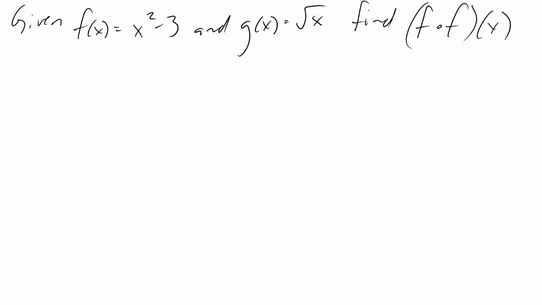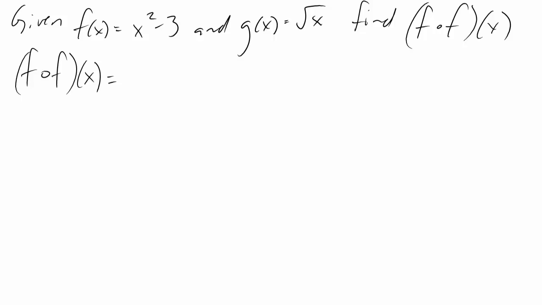So here we have our function f of x equals x squared minus 3, and the function g of x equals the square root of x. We're asked to find f composed with f of x. Now if you'll notice, there was no mention of g in the thing that we're looking for. We just want to find f composed with f. And that tells us that g is, in fact, not necessary here. Feel free to ignore it. It's just some superfluous information for this problem.